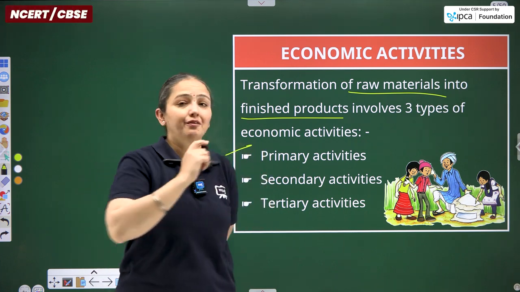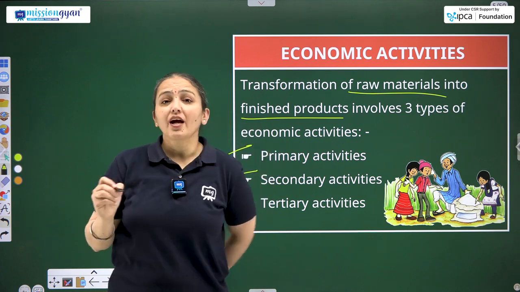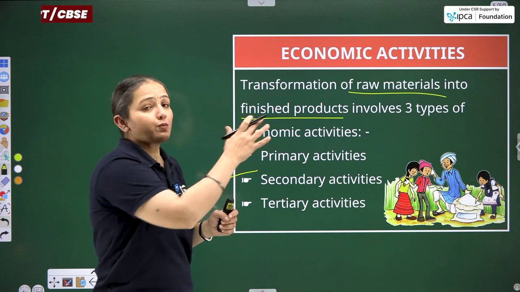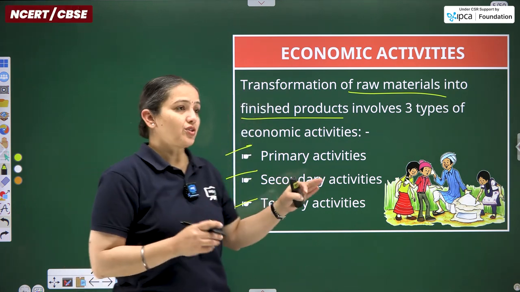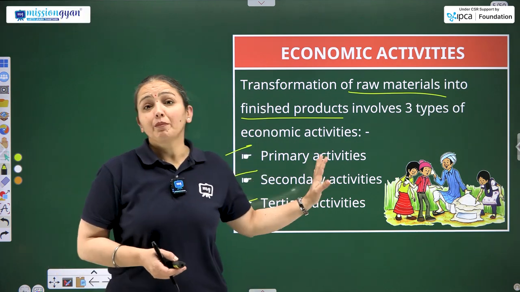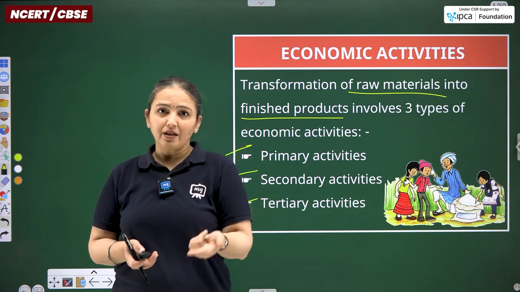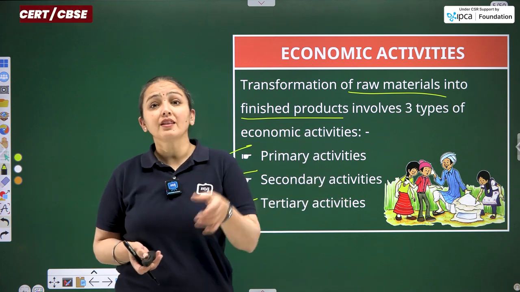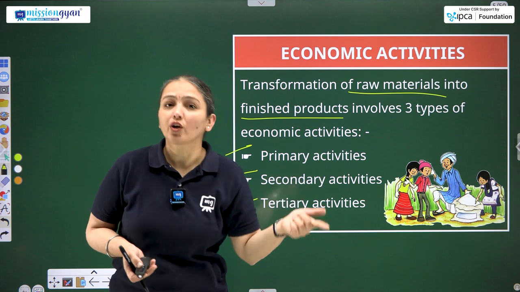First, primary, that gives the raw material to the secondary activity. Within the secondary activity, manufacturing is done for the finished product, and then the finished product is handed over to the tertiary sector, where goods and services are provided. So these three are the basic economic activities through which people earn. That is how it becomes an economic activity. If people are not earning through these activities, then they are not to be considered economic activities. They will be considered non-economic activities.